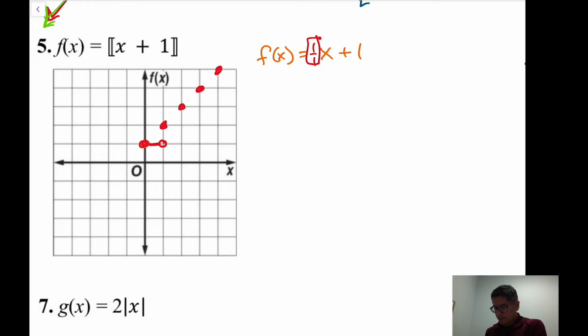Okay? So the next one, same thing: continues, open, continues, open, continues, and open. And then the same thing here, and that just goes on forever and ever. Okay, and that's essentially how you work those out.